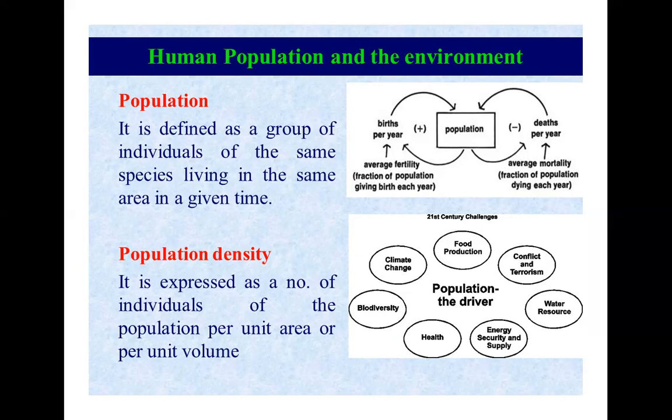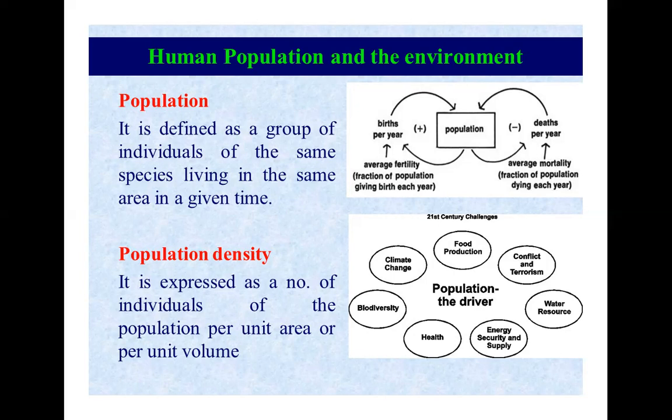Before moving ahead to human population and the environment, we need to study what population is. Population is defined as a group of individuals of the same species living in the same area in a given time. The actual population depends on the births per year and the deaths per year. For births, we have average fertility, the fraction of the population giving birth each year, and average mortality, the fraction of the population dying each year. With the ratio of births per year and deaths per year, we can calculate the exact population.